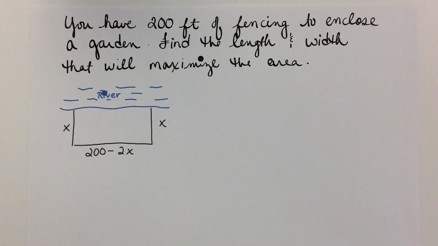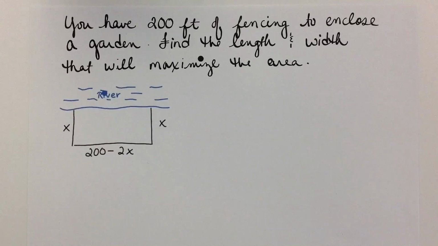Okay, in this problem, it states, of course, that you have 200 feet of fencing to enclose a garden. Now, the picture that I have here is one that is given to you with this type of problem. It's not something that you will have to come up with on your own. But as you can see from this rectangular garden, you do have a river on one side, so actually when you enclose it, you're only going to need fencing on 3 sides.